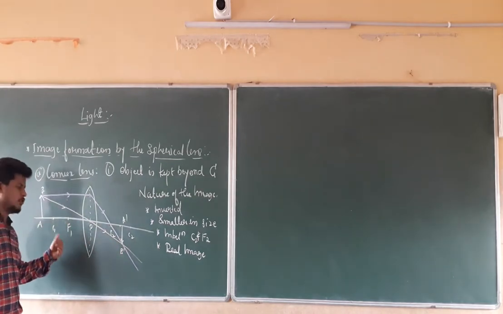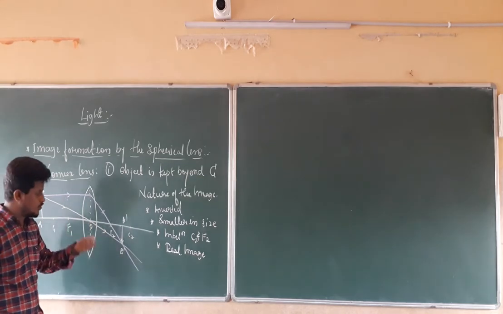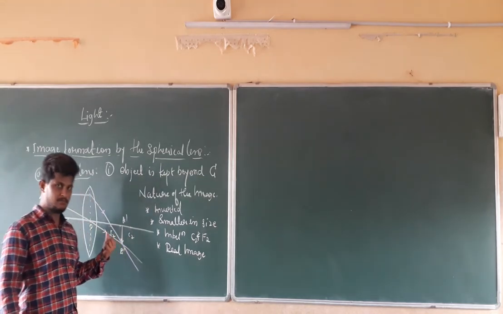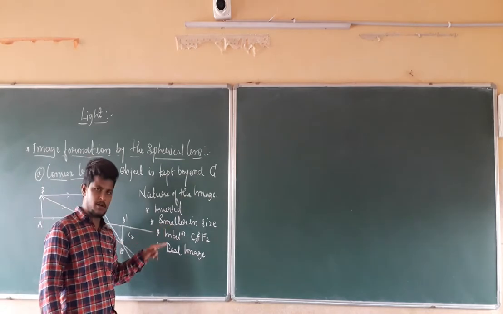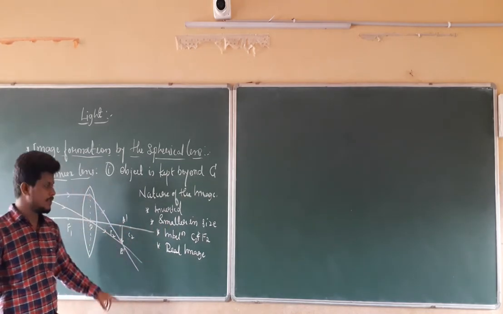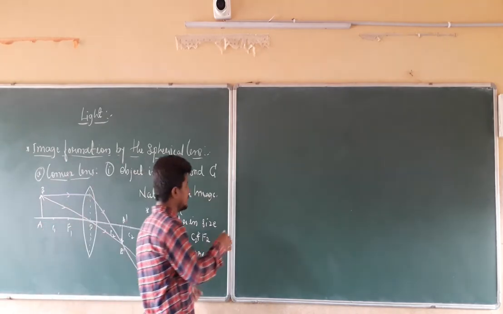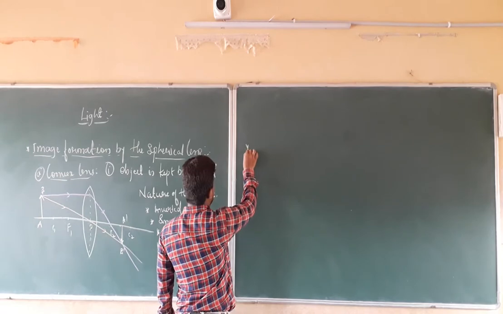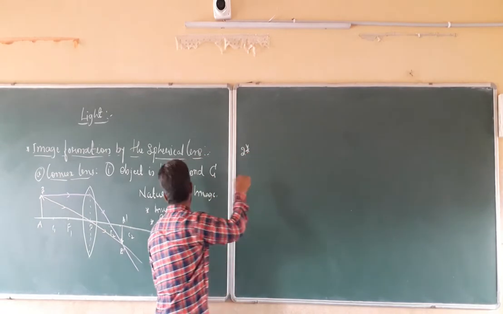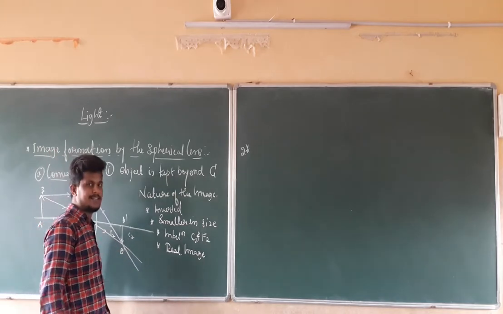When the object is kept beyond the center of curvature, the image is going to form in between C and F. Right? It will be smaller in size. It will be a real image. This is the first ray diagram. Now, next we are going to draw the second ray diagram. The second condition. This will be the first condition. In this manner, we are going to draw 6 ray diagrams in case of convex lens.